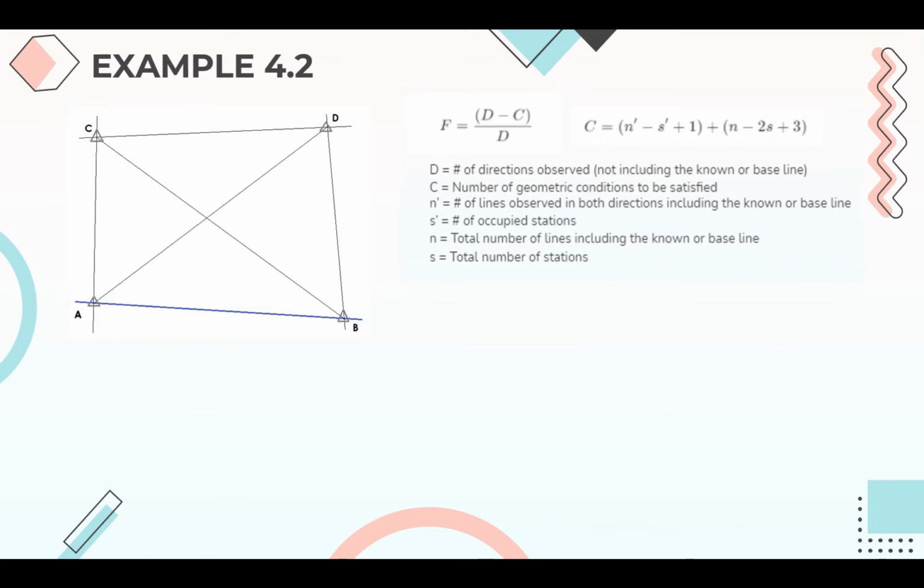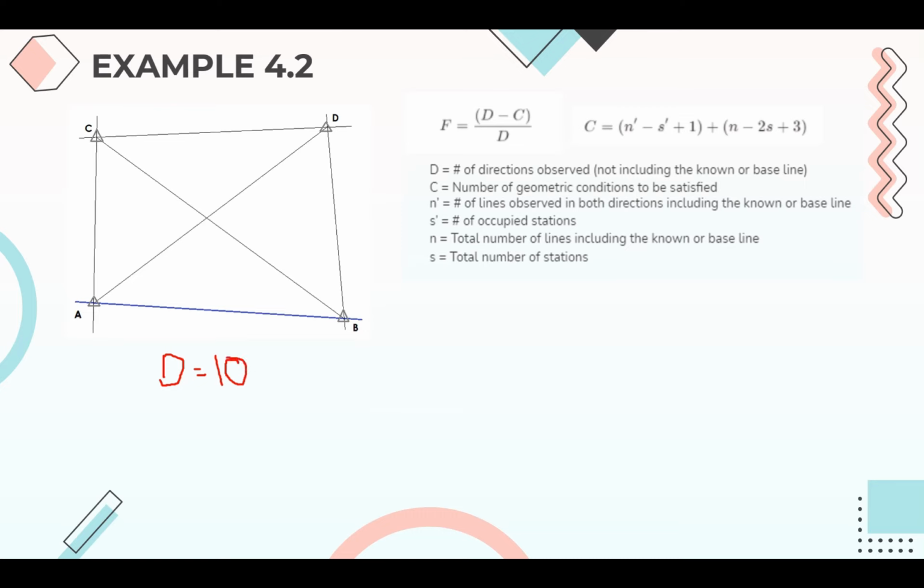Okay, so next example. What is our value for D here? So again, D is the number of directions observed. The blue line is not included. Okay, so that's 1, 2, 3, and then both directions, so go back to the start, 4, 5, 6, 7, 8, 9, 10. So therefore, our D is 10.